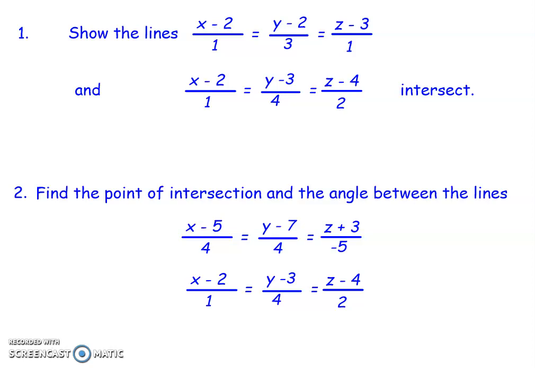Now, quick pointer for you, just because the question says find the point of intersection doesn't necessarily 100% mean that they will intersect. 99% of the time, don't get me wrong, they will, but that's just the way the questions are worded. Sometimes they won't intersect at all, and you'll find that in your working. So bear that in mind, have a crack at these, and then come back and check your work.